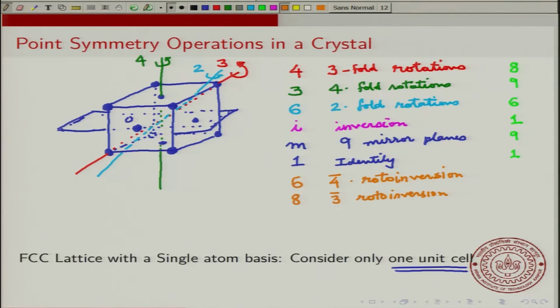8 roto inversions. Now this 8 actually should be 6 bar roto inversions. So each threefold rotation corresponds to a roto inversion axis, by half that amount. So this generates an additional 6 operations, and this generates an additional 8 operations. So if you add all of these, the total number of operations will come out to 48. So the order of the point group is 48.